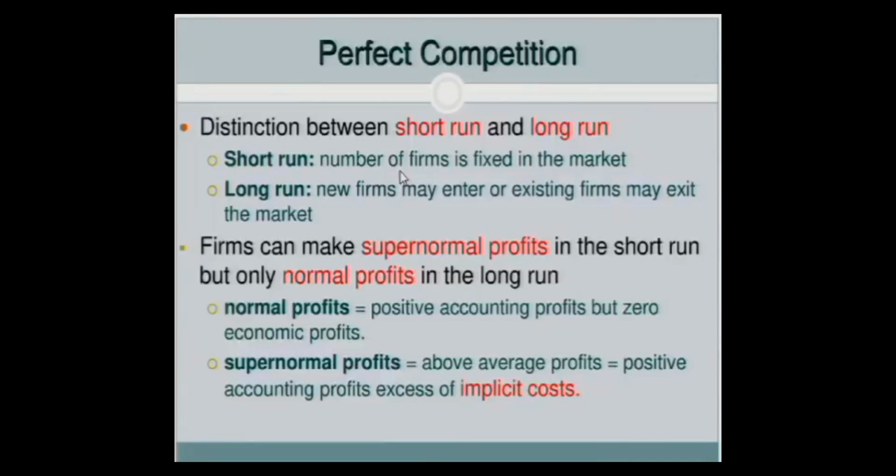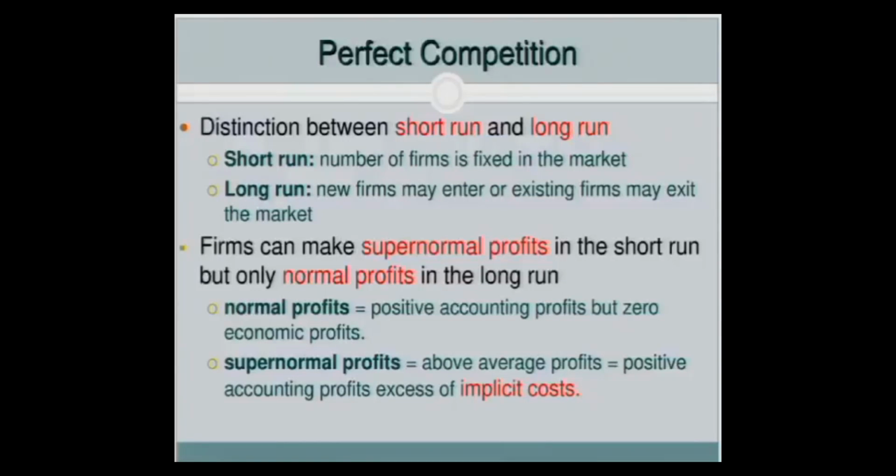They make normal profits, but they still make profits. So we need to distinguish between the two cases here. Supernormal profit, which is above average, and a normal profit, which is basically profit that every other firm makes from selling the identical product. Now, normal profits are usually positive accounting profits, but zero economic profits. And supernormal profits are usually above average profits, profits that cover accounting profits, and then there is excess of implicit costs as well. So we'll define this.